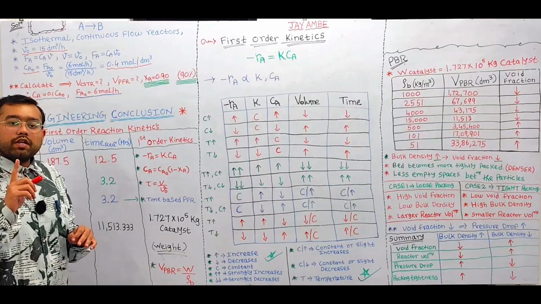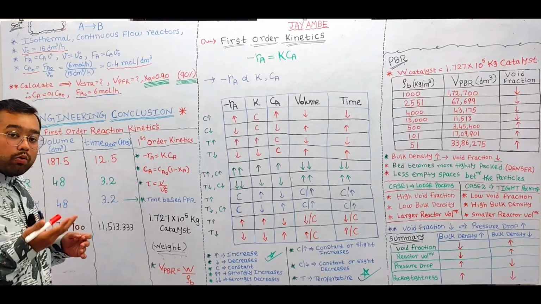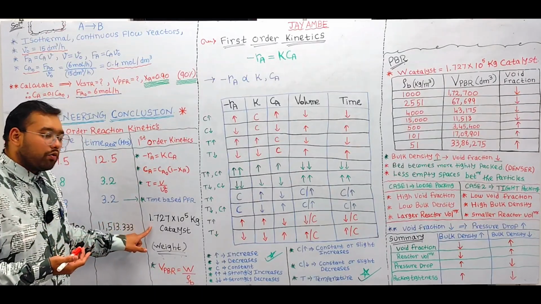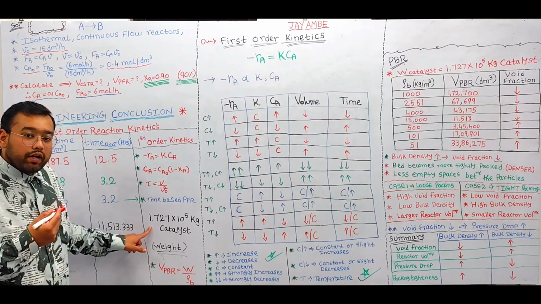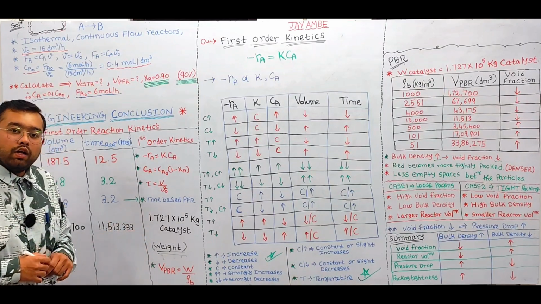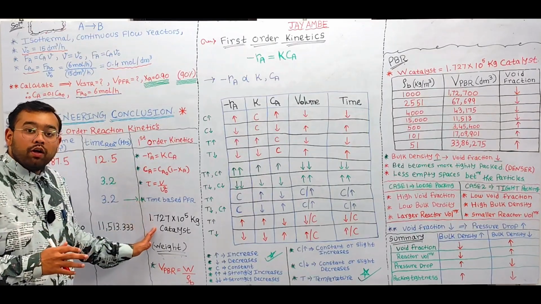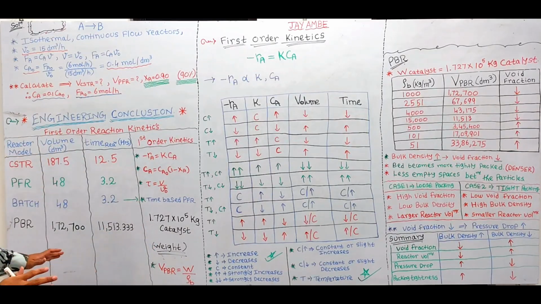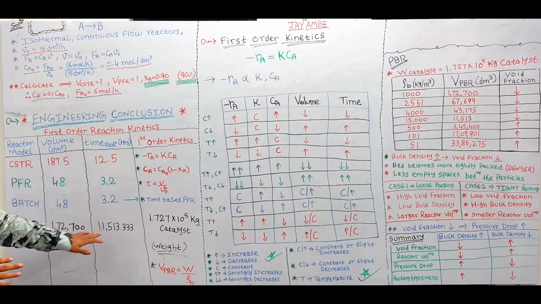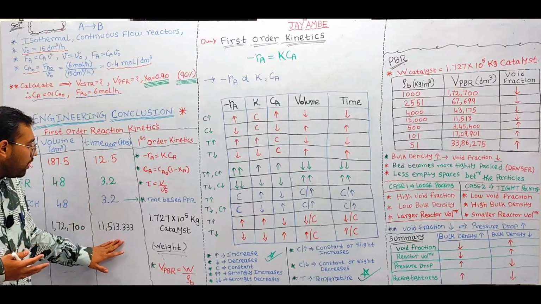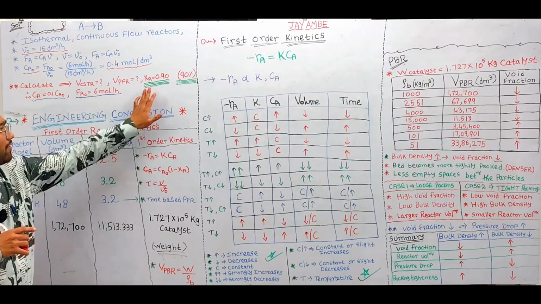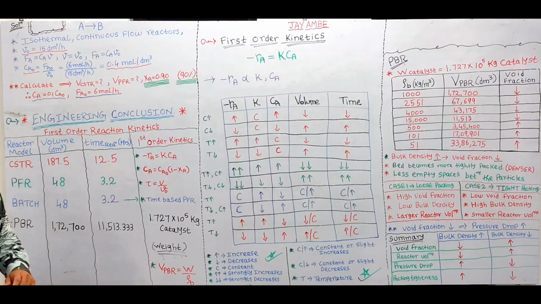So by using the performance equation of the packed bed reactor, we have calculated the weight of the catalyst, which comes out to be 1.727 × 10^5 kg of catalyst. Which means we require this huge amount of catalyst, and a huge volume to accommodate all the catalyst. And we require a very long reaction time in order to achieve the desired conversion of 90%. I hope you have understood.